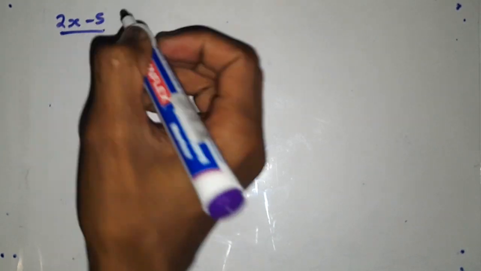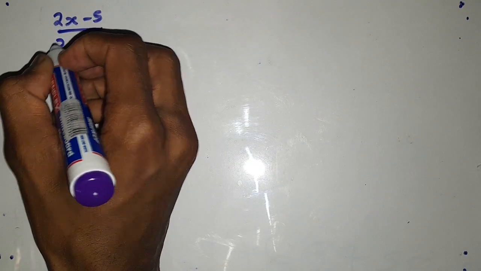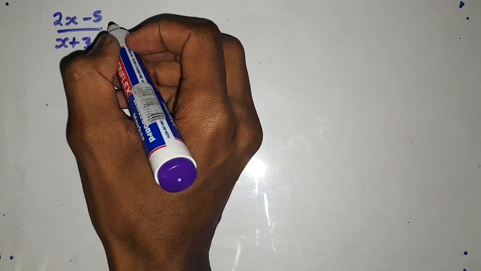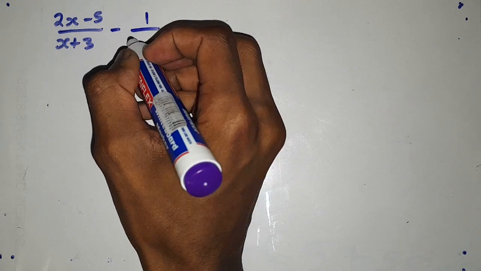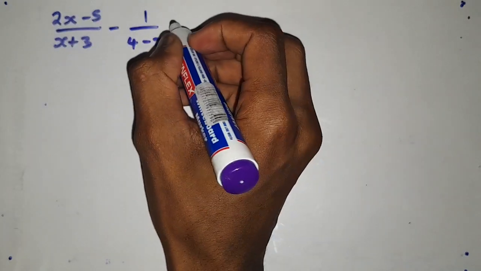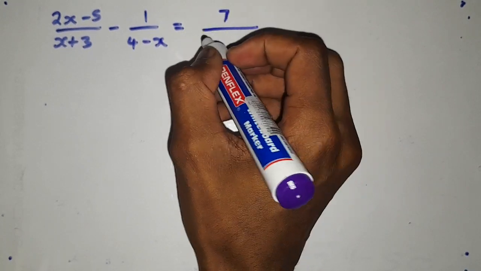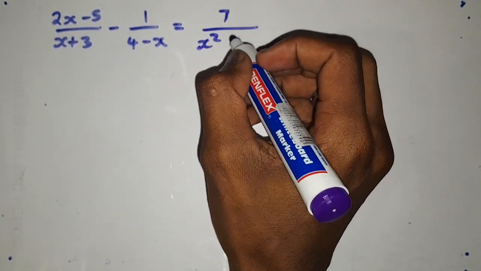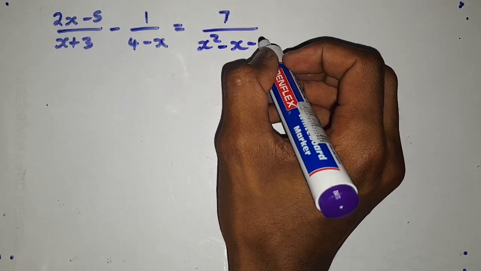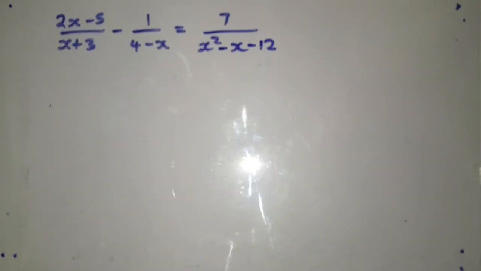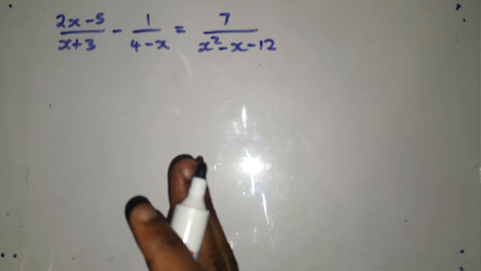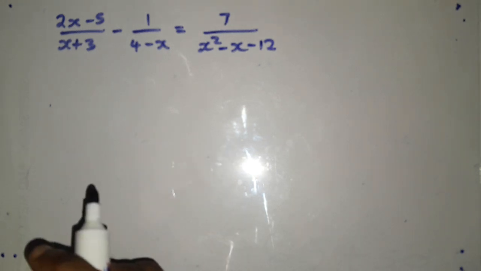Let us try this one. Let's say I decide to give you (2x minus 5) over (x minus 3)... we have somewhere there minus 1 over (4 minus x), equals 7 over (x squared minus x minus 12). See? This is what you get.